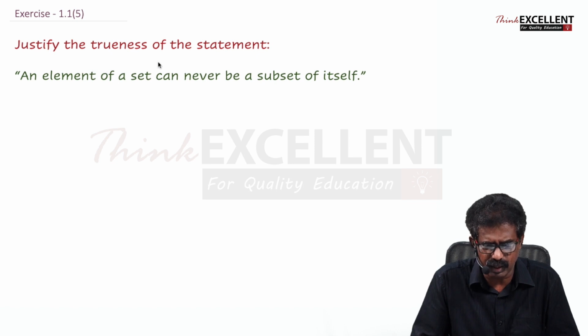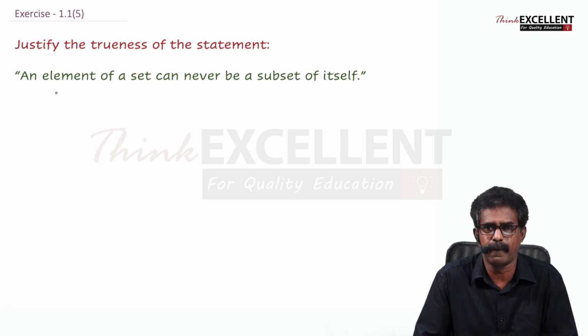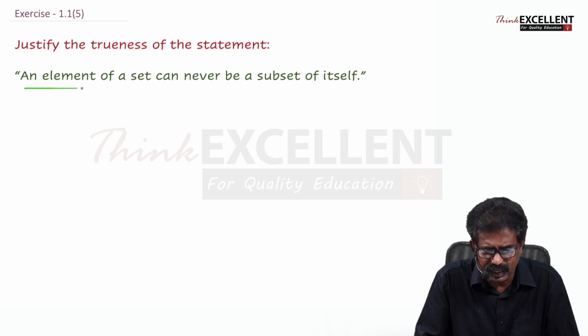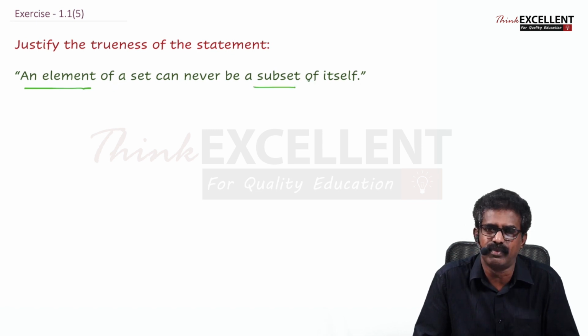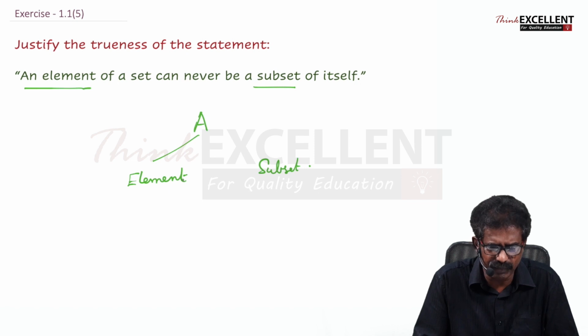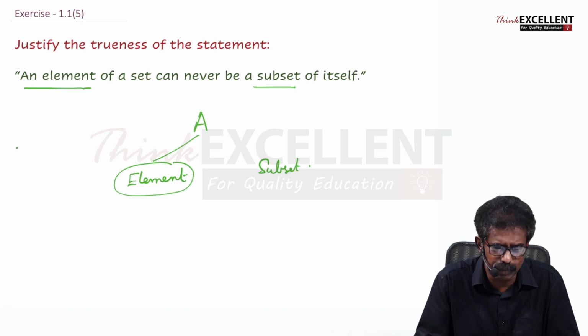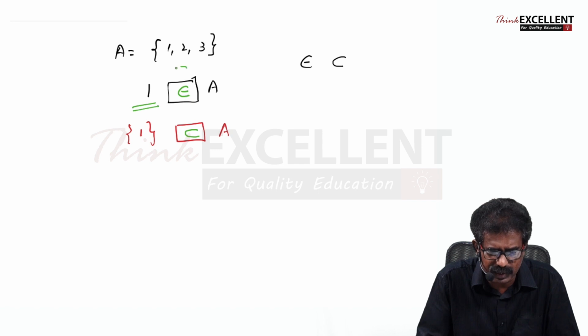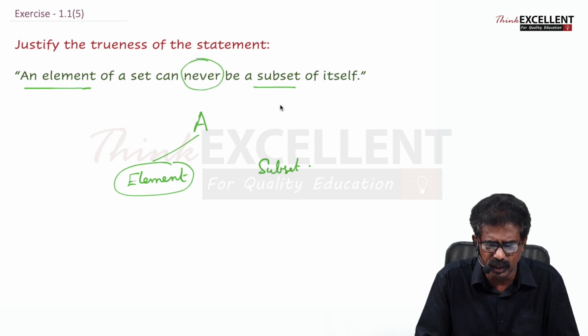Okay, shall we go for that sum? Justify the truth of the statement. Listen. An element can never be a subset of itself. Say A is a set. From here, you take an element. Here, you take a subset. Element can never be a subset of itself. Can you say an element becomes a subset? No, an element cannot be a subset, right? That's what they said here, can never be a subset. So what they said is true.